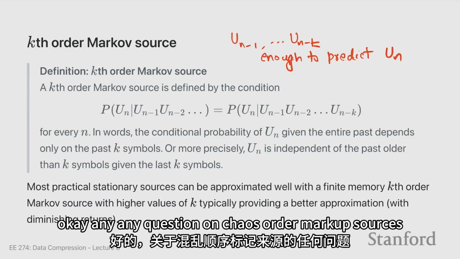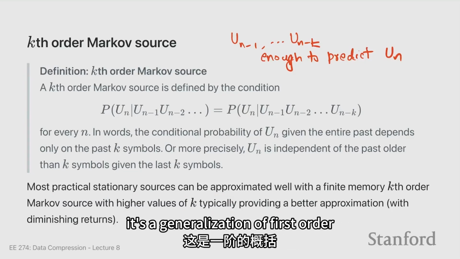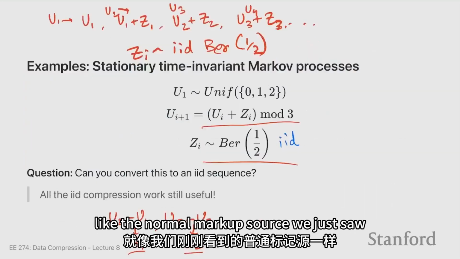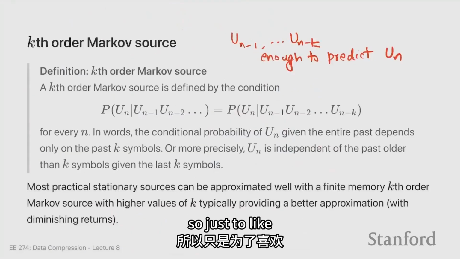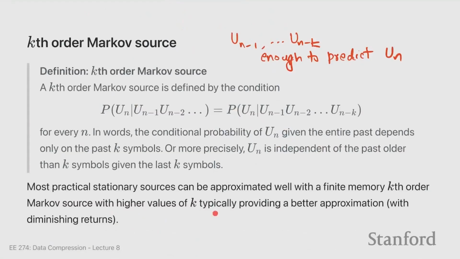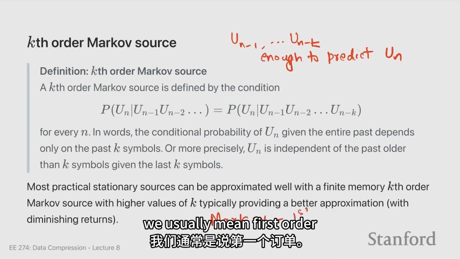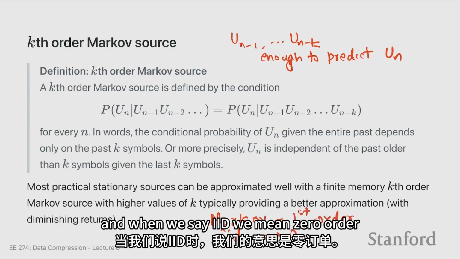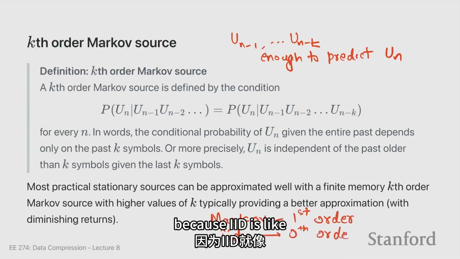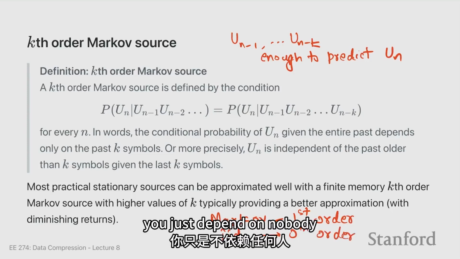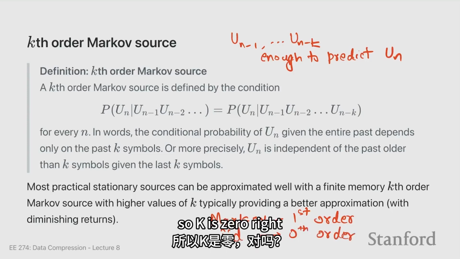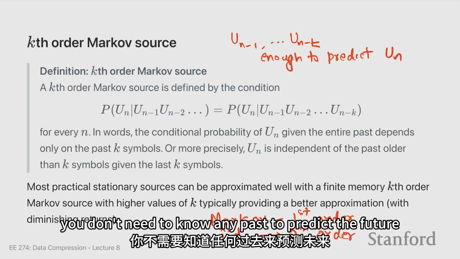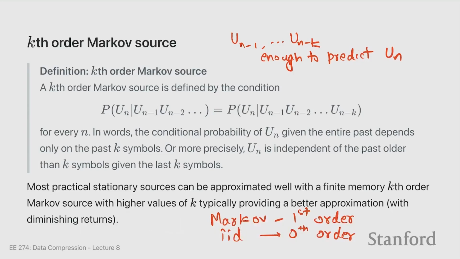Okay, any question on kth order Markov sources? It's a generalization of first order, the normal Markov source we just saw. When we just say Markov, we usually mean first order, and when we say IID, we mean zeroth order, because IID is like, you depend on nobody. So k is 0, right? You don't need to know any past to predict the future.